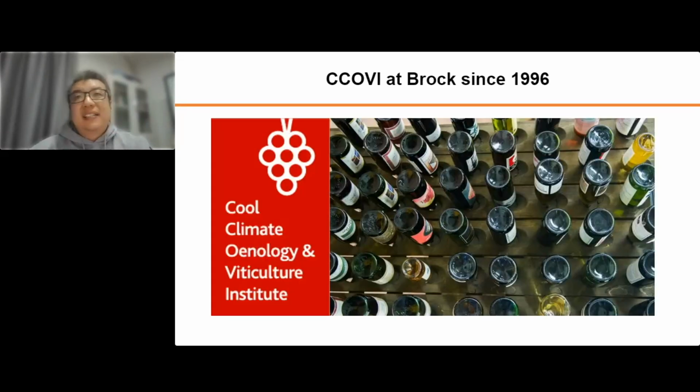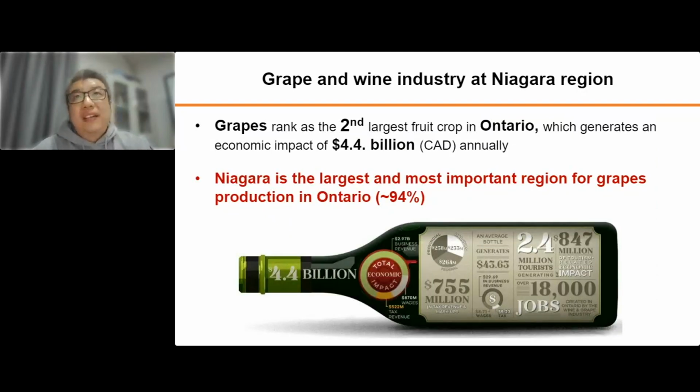This project was initiated through a collaboration with the Cool Climate Oenology and Viticulture Institute, CCOVI, at Brock University. The grape and wine industry is extremely important in the Niagara region where Brock University and CCOVI are located. Grapes rank as the second largest fruit crop in Ontario, Canada, which generates an economic impact of 4.4 billion Canadian dollars annually. And the Niagara region is the largest and most important region for grape production in Ontario.